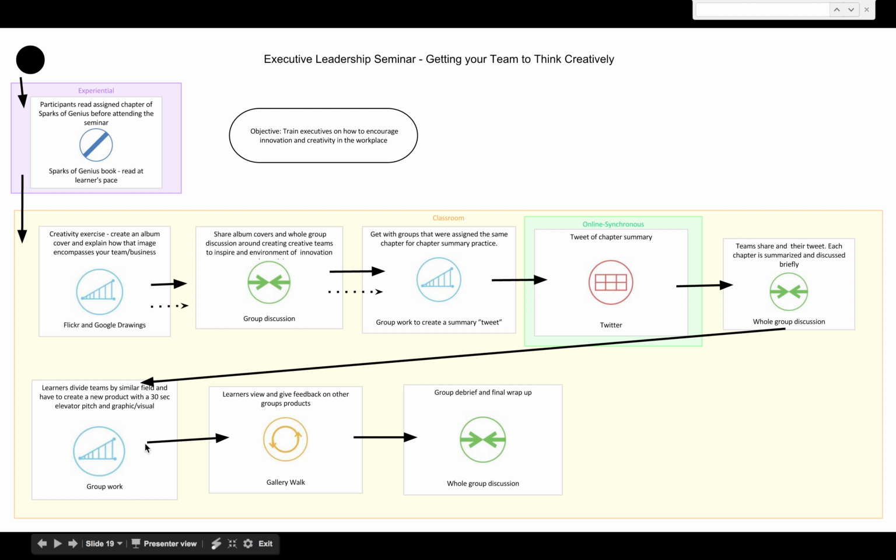Then the learners would move into a gallery walk situation, and this would be a feedback method. Basically, half of the teams would stay in front of their graphic or visual at their tables, then the other half would walk around, and then halfway through you would switch.